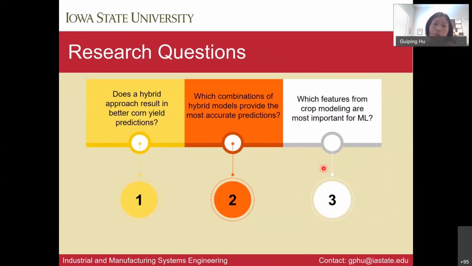Okay, so some of the research questions we are trying to address. First, does this hybrid approach result in better yield prediction? In this specific study, we were using corn, but we also did it for soybean, and this can be used for other types of crops as well. Second, which combination of the hybrid model, meaning what kind of features and what kind of model should we use? When I talk about machine learning models, there are all kinds of models out there, and you can have integration of models, what's called an ensemble model, on top of it. And then the next question is what features, what kind of input, are critical for this type of analysis?